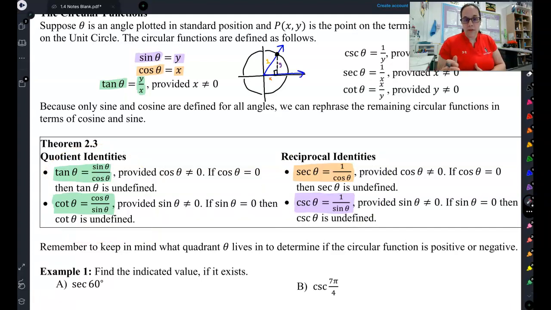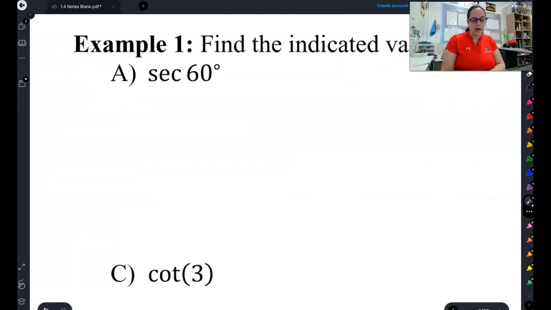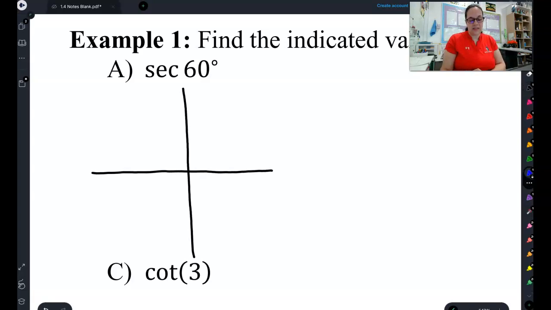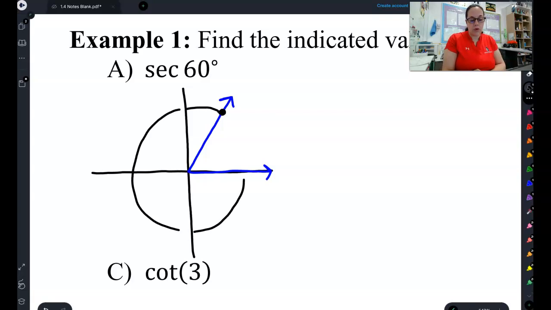Now, having all of that in mind, let's go back to practicing with the unit circle. So here I have secant of 60. And I know that 60 is going to be in the first quadrant. And more than that, I know 60 is going to be closer to the y-axis than it is to the x-axis. So I'm trying to draw this proportional. I know where 60 is. It's not halfway between them. It's not down here. 60 is more up here.